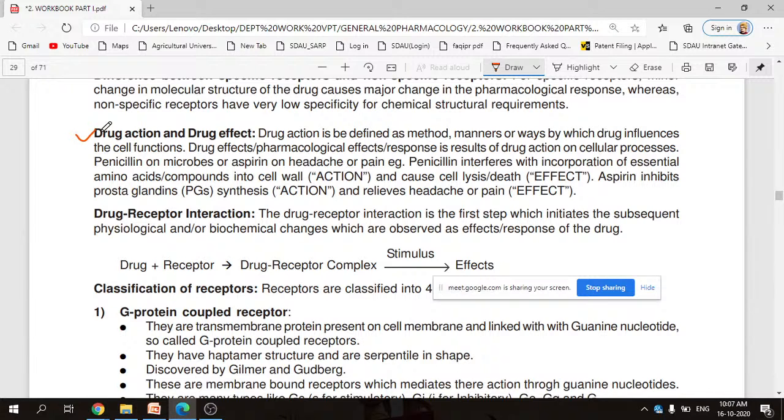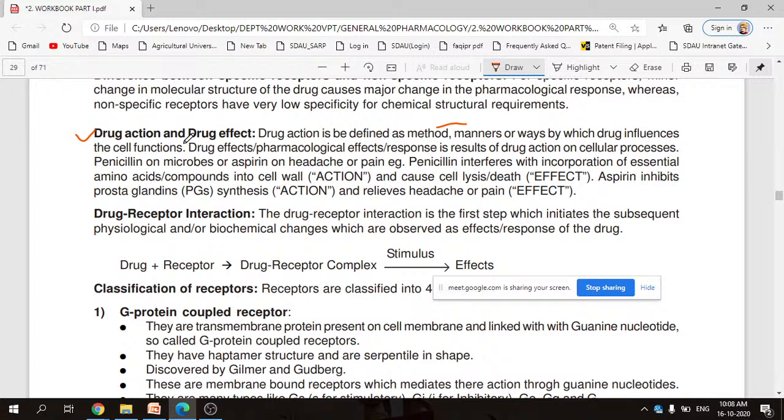That means how the drug acts on the body, that is pharmacodynamics. Whether it is inhibiting the enzyme, combining with the receptor, the ion channel, or the G protein, that is known as drug action. So drug action is defined as the method, manner or ways by which the drug influences the cell function, or causes alterations in the cell function.